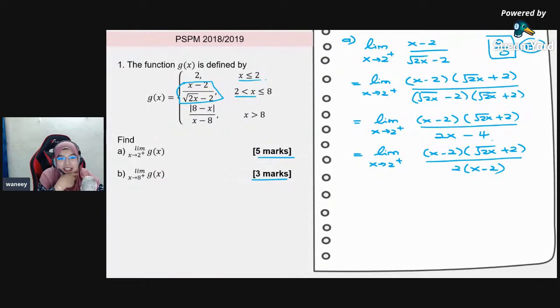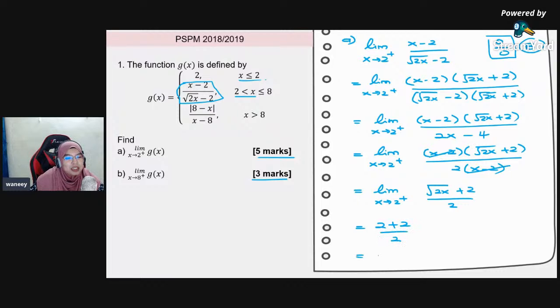So now we can easily see we do have something that can be cancelled out. So cancel out. So what we have left is the limit for x approaches 2 on the right hand side of the square root of 2x plus 2 over 2. So substitute x with 2. So square root of 4. So that is 2 plus 2 over 2. 2 plus 2, 4, 4 over 2. So the answer for this is 2. Okay, so done with this.